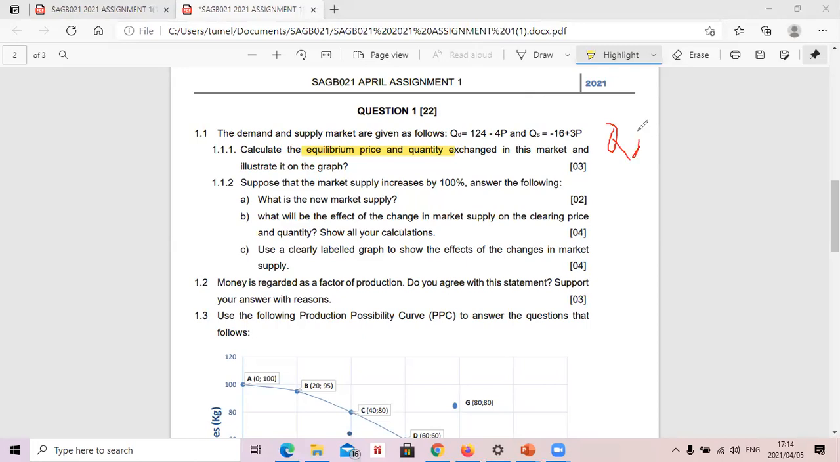Yes. You equate your QD to QS. Your QD is given as 124 minus 4P. You will substitute QD by 124 minus 4P. And then your QS is negative 60 plus 3P. You substitute it here. And then you are going to group like terms together, add like terms together, and then solve for P. Good. So you find the value of P. What is the value of P?